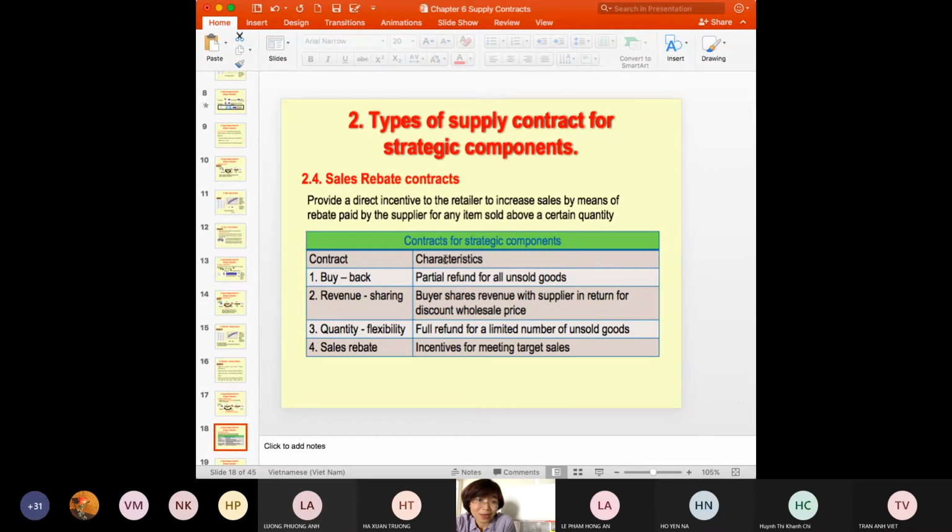So, sales rebate contracts, another contract. A sales rebate contract provides a direct incentive to the retailer to increase sales by means of a rebate paid by the supplier for any item sold above a certain quantity. So let me move on here.